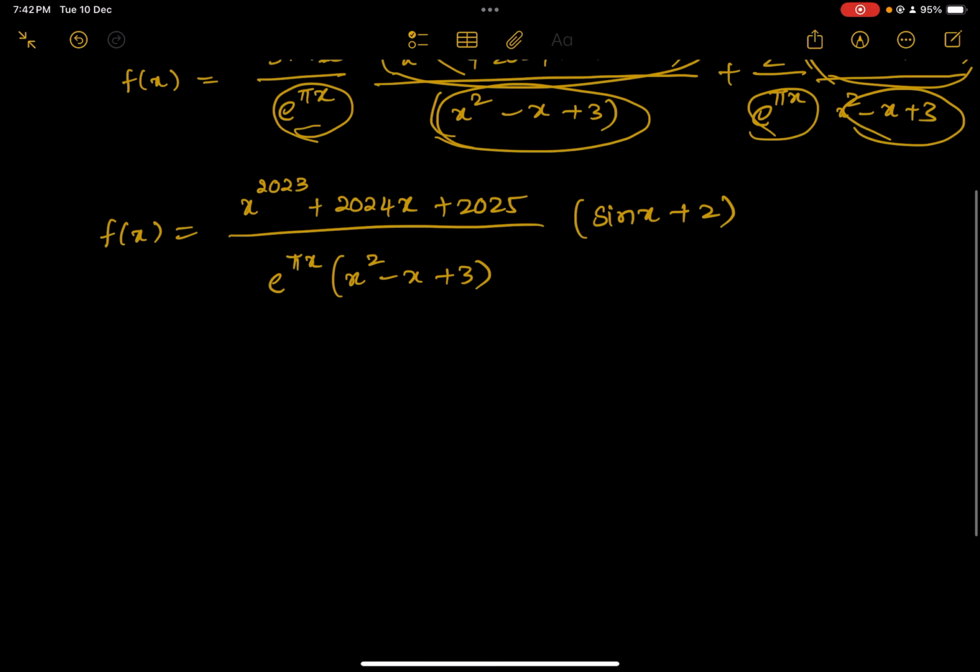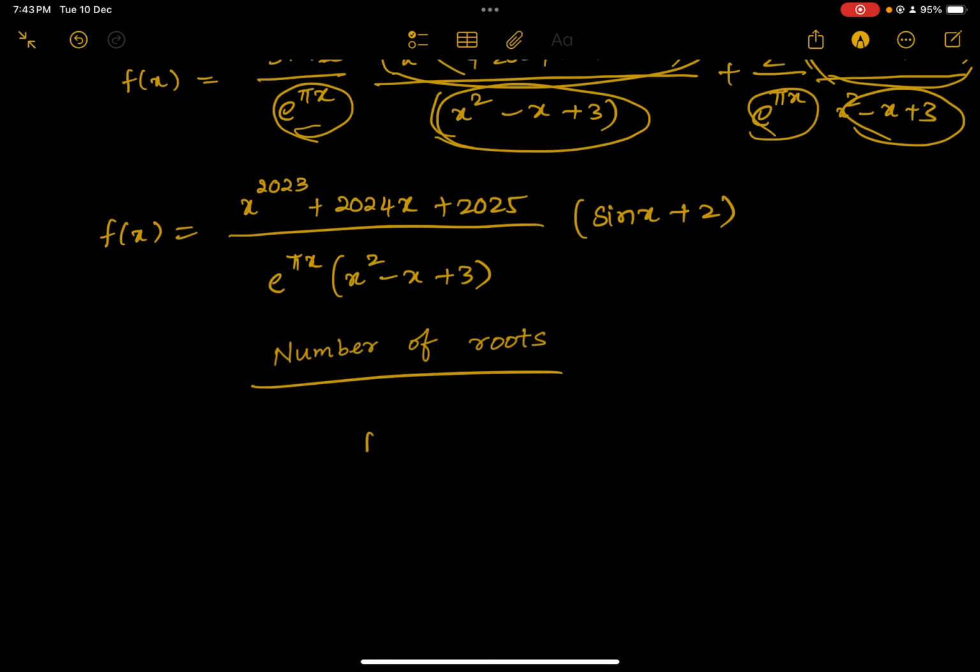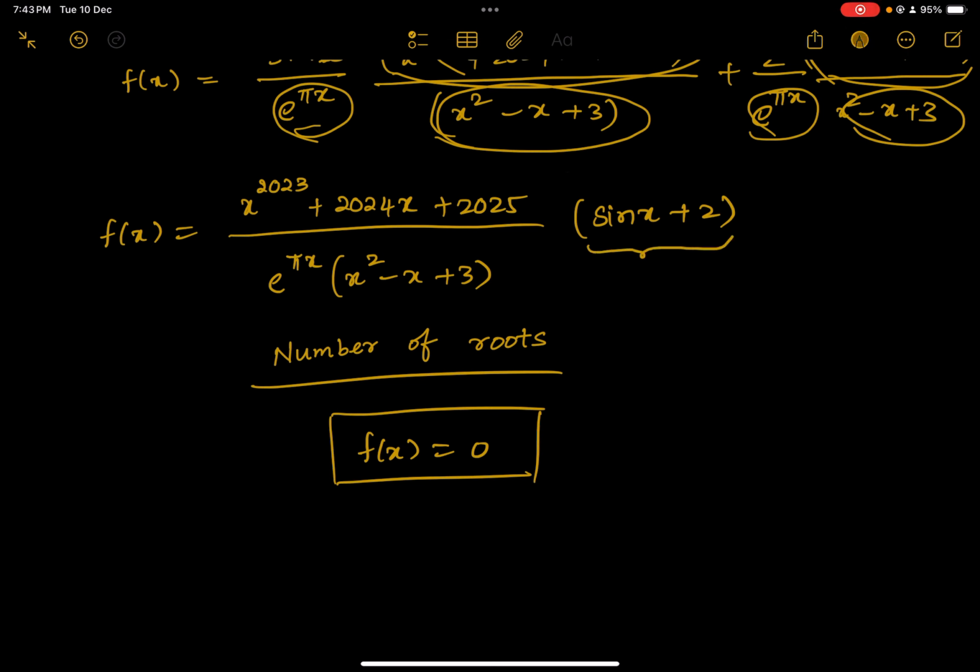All right, so now we have to find the number of roots of this function. So for that we have to make f of x equal to 0. If you observe carefully, this term will not become 0 because the minimum value of sin x is -1 and the maximum value is 1. So this quantity sin x plus 2 lies between 1 and 3. So it is always positive. So it never becomes 0. Okay, so that is about this term.